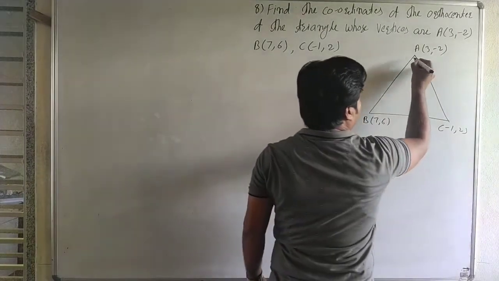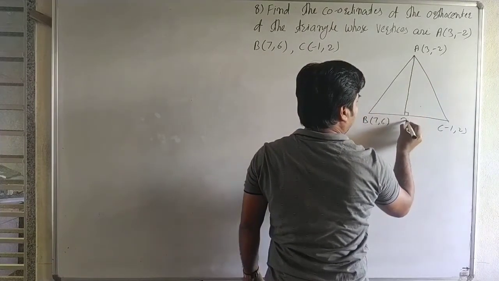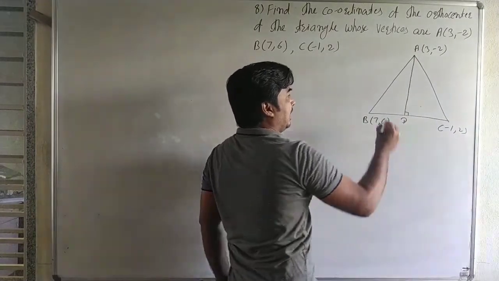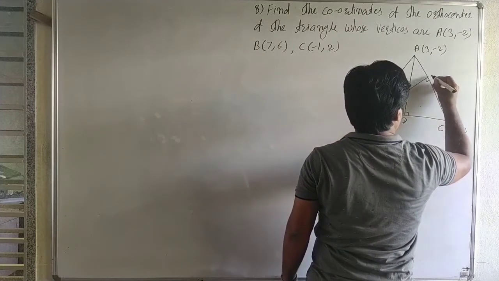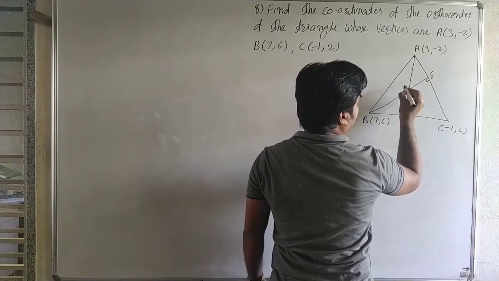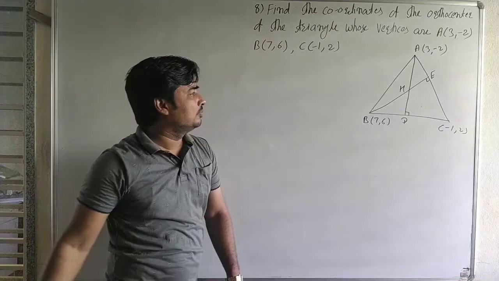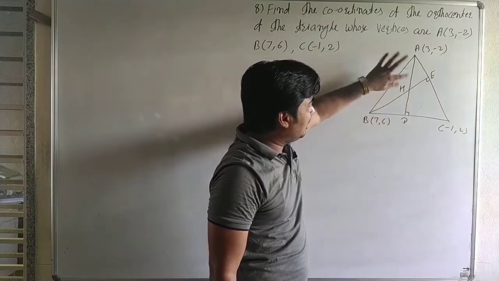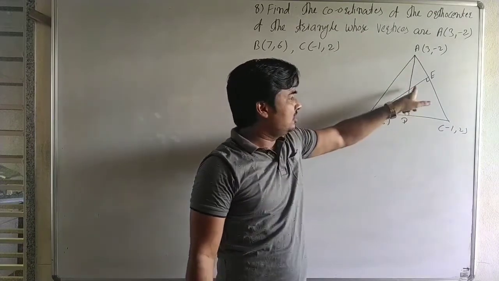See carefully, we draw the altitude through A. It is AD, only perpendicular, not perpendicular bisector. And BE is also perpendicular. Suppose the orthocenter, we take here CD, we take H. It is the orthocenter, the point of intersection. Here it is the orthocenter.